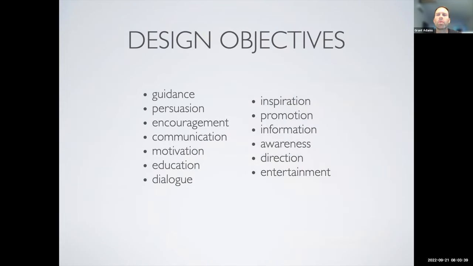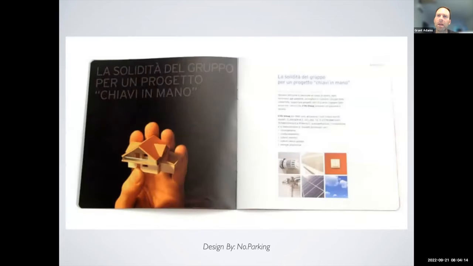Design objectives. We could come up with a lot more than just this list. But generally speaking, this covers a lot of the big ones. Guidance, persuasion, encouragement, communication, maybe just communicating an idea. Maybe it's motivation, it's getting somebody to do something. Maybe it's about education, teaching somebody something. Could be about creating a dialogue. Inspiration, promotion, general information, awareness, direction. Maybe it's just about entertainment. All of those are good design objectives. And like I said, we could come up with a list that was much, much longer than that, but I'm giving you just a sense for where we're going with this.